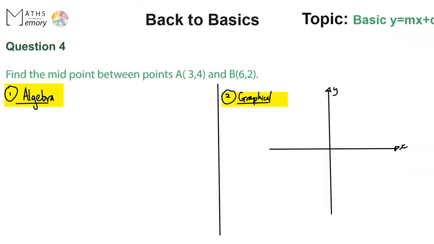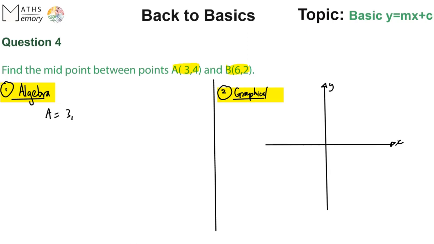Question 4, back to basics. Press pause, write the midpoints down of these 2 coordinates. Press play when you are ready. So in this question, we're finding the midpoints of 2 given coordinates. We have A, 3, 4, and B, 6, 2. So first of all, let's do the algebra way, which they want in the exam. A equals 3, 4. Okay, let's define this clearly as x1, y1. And we'll do B as well as 6, 2. Let's define this as x2, y2, so the first set of coordinates with a 1, the second set of coordinates with a 2.